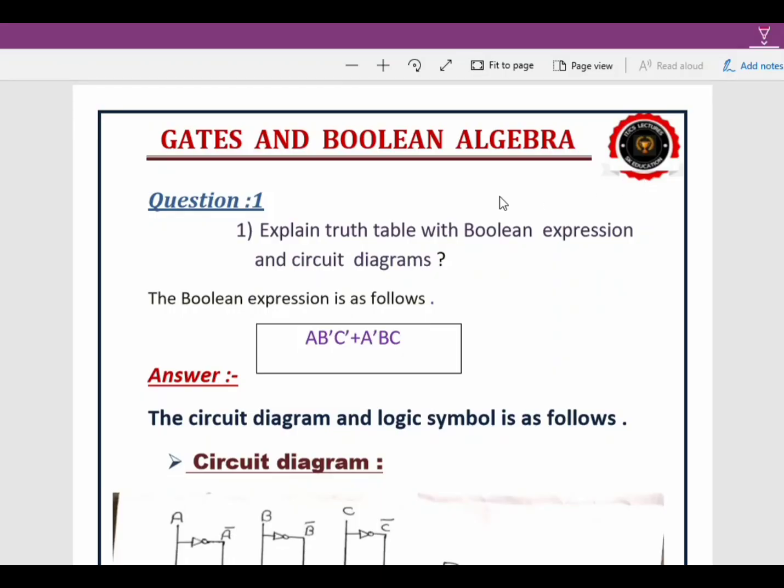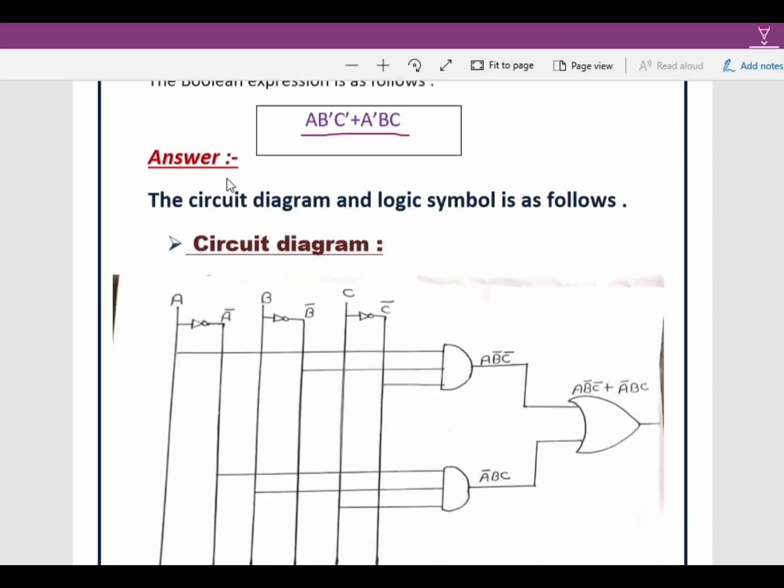Here the name of the unit is Gates and Boolean Algebra. The question is: explain the truth table with the Boolean expression and circuit diagram. The Boolean expression given for the question is A B' C' + A' B C. So I can explain this answer. The circuit diagram and logic symbol are as follows.